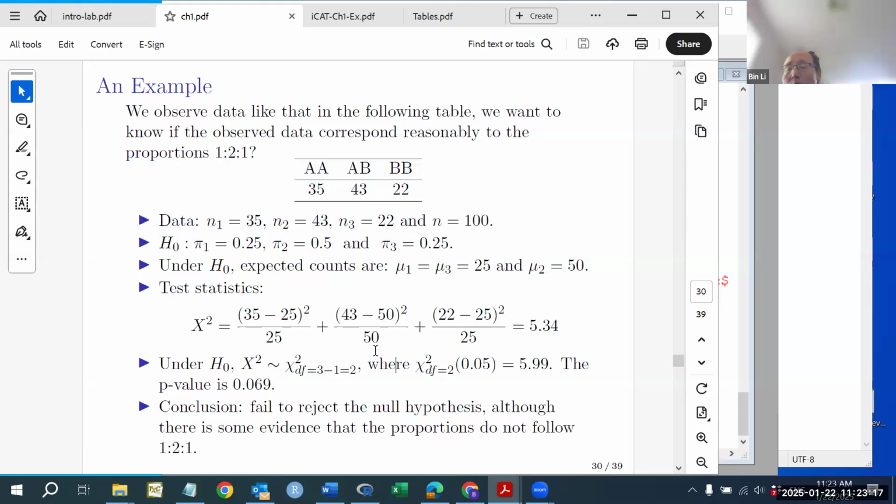Okay, and what is our conclusion? If we set alpha to 0.05, then we will fail to reject the null hypothesis, although we see some evidence that the proportions do not follow the 1:2:1 ratio.